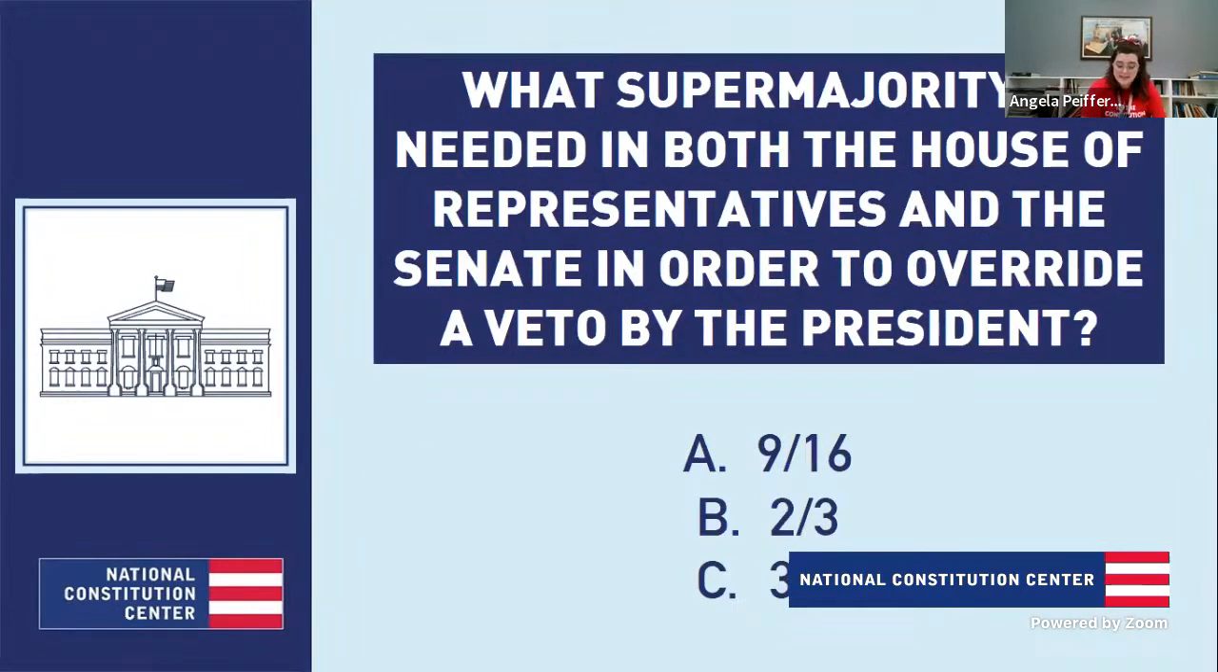What supermajority is needed in both the House of Representatives and the Senate in order to override a veto by the president? A, 9/16, B, 2/3, or C, 3/4? So this is a bit about what we were talking about earlier, that the president has the ability to send a bill back to Congress and say that he will not sign it into law. But if both the House and Senate get this supermajority, this fraction, they are able to override his veto and pass this bill anyway. It is going to be B, 2/3, 2/3.